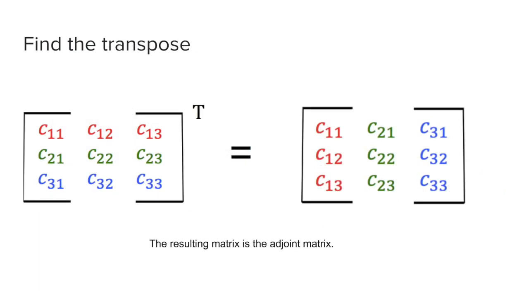Finally, we need to find the transpose of the cofactor matrix, which is very simple. Just flip the matrix so that its rows turn into its columns and vice versa. And now, the resulting matrix is the adjoint matrix.